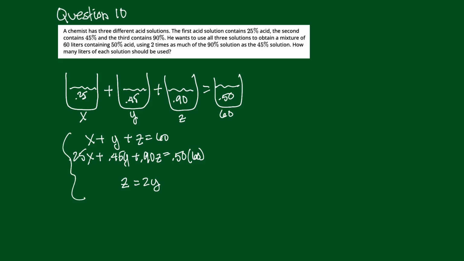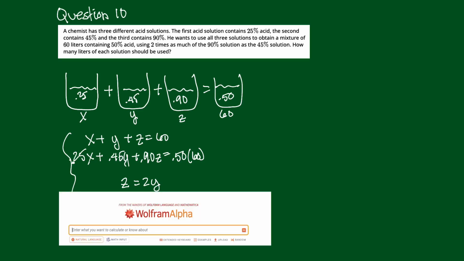There's my system. Let's use Wolfram Alpha. So go to wolframalpha.com and type in solve. Now type in your equations. X plus Y plus Z, that's equal to 60. And then 0.25x plus 0.45y plus 0.90z, that's equal to 0.50 times 60. And then z, comma, 2y. Separate those equations with commas.